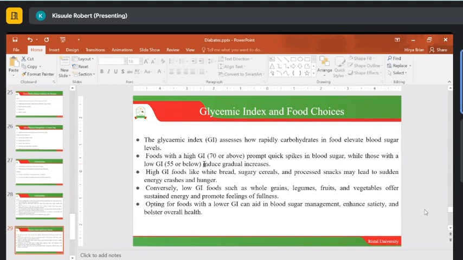Whenever you are weak, you will be hungry, like it or not, because you want to replenish the energy levels in the body. And also, we are saying that opting for foods with a lower glycemic index can aid in blood sugar management, enhance satiety, and also bolster the overall health of an individual.